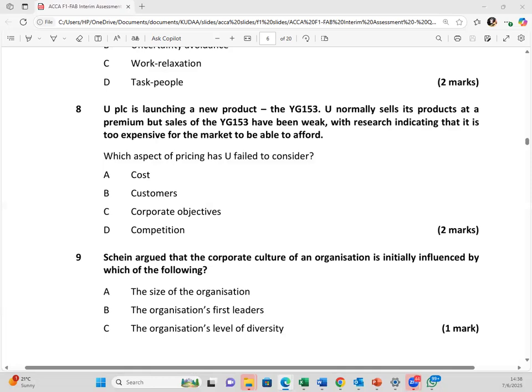Michelle is saying B. What are you also saying? If it's too expensive, it means we've failed to consider the customers. Michelle is right. You've charged a price maybe based on the cost, but you've not considered, are the customers able to afford? The sales have been low because the customers are not able to afford.